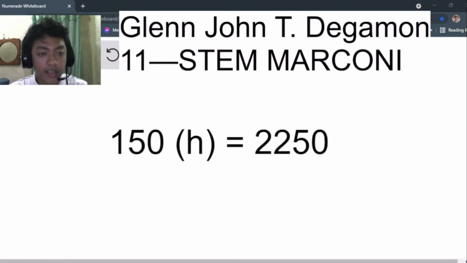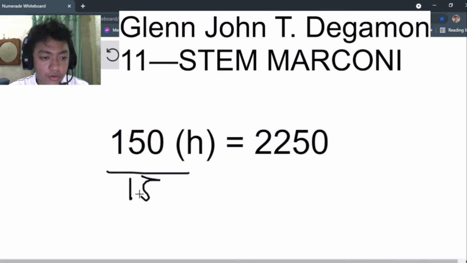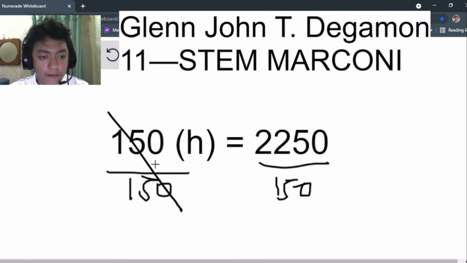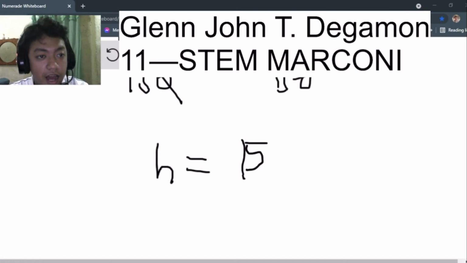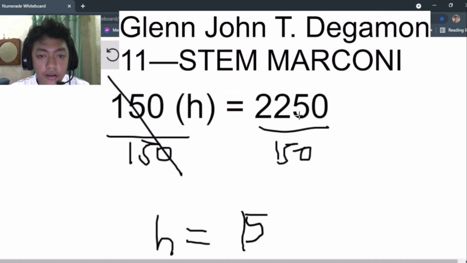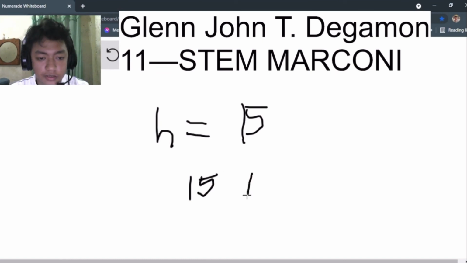So automatically, our equation looks like this. 150h equals 2,250. So divide by 150 both sides. So cancel, and h will be equal to 15. So after 15 hours, they will be 2,250 kilometers apart. So the answer will be 15 hours. That would be all, ma'am. Thank you.